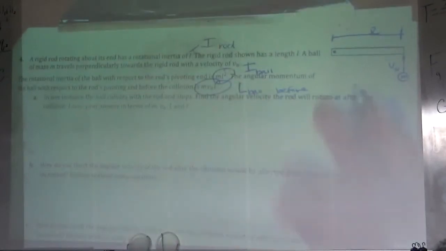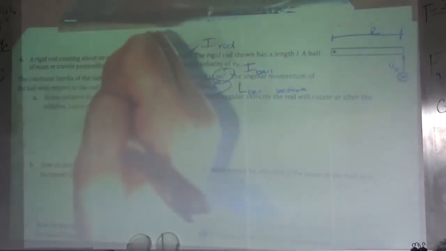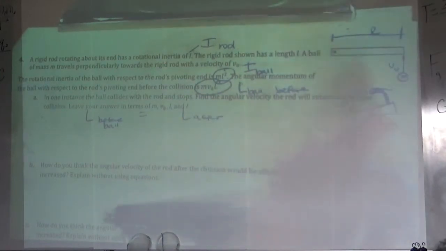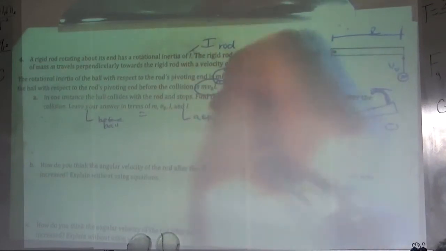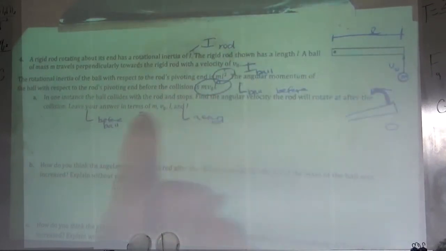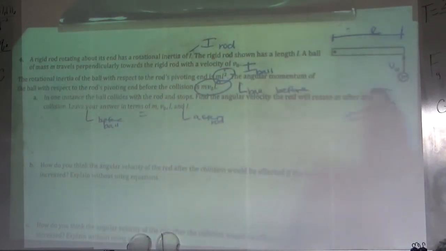So we know that in any collision, momentum is conserved. So angular momentum beforehand has to equal angular momentum after. And the only thing that had angular momentum before was the ball. And then afterwards, the ball stops, and the rod is rotating, so then after, it's only the rod. That's because the rod was 0 at first, and then after, the ball was 0.